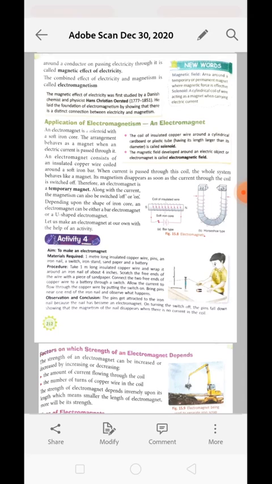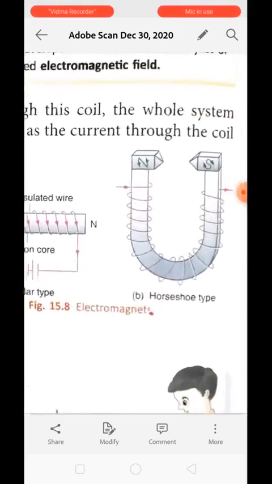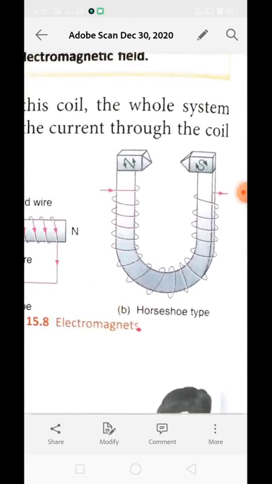An electromagnet consists of an insulated wire coil around a soft iron bar. When current is passed through the coil, the whole system will behave like a magnet. One end will be acting like a north pole, and the second end will be acting like a south pole.